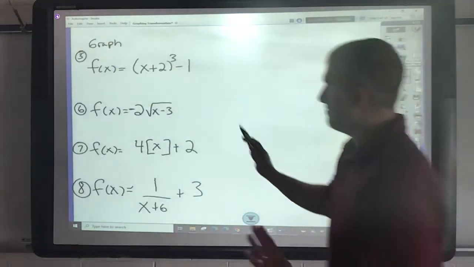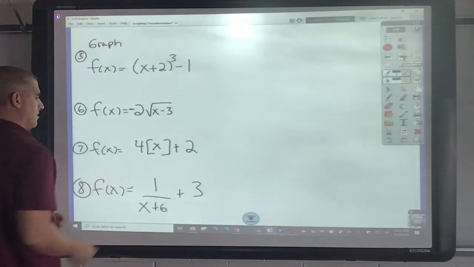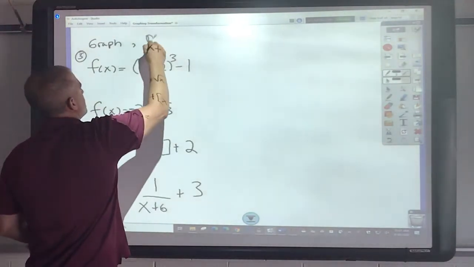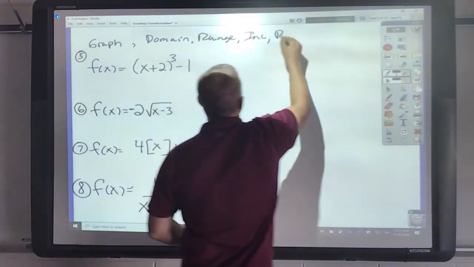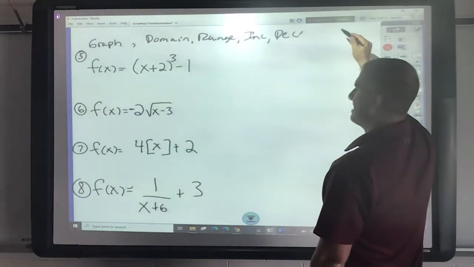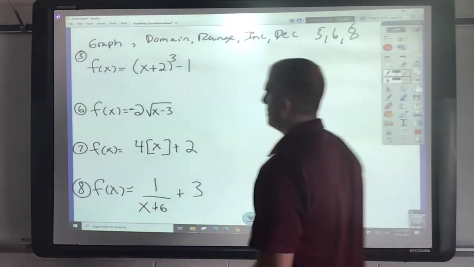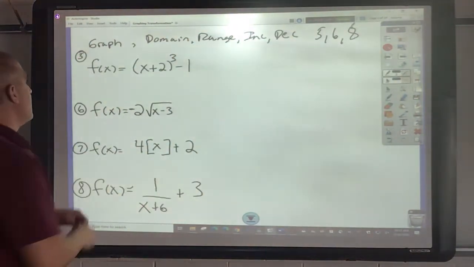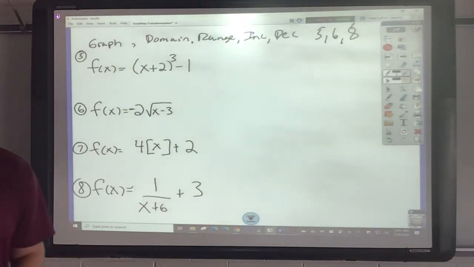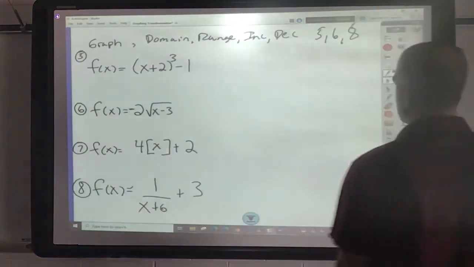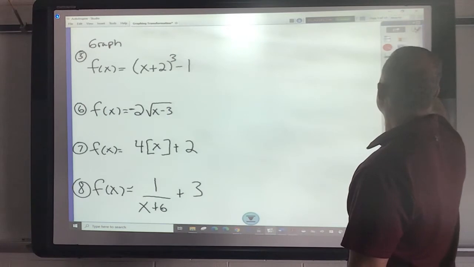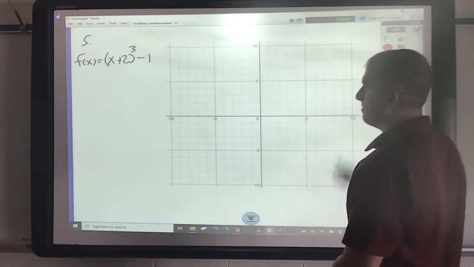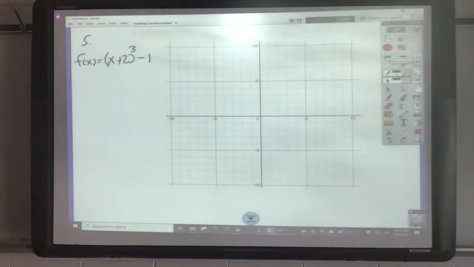So what I would like you to do is I would like you to graph, okay? And I would like you to also find the domain, range, increasing, and decreasing for 5, 6, and 8. We will not worry about the domain and range for that. I want you to graph all of them, pause your video, graph all of them, but only find the domain and range for 5, 6, and 8. Okay? Unpause your video. I'm going to go ahead and go through these, okay?